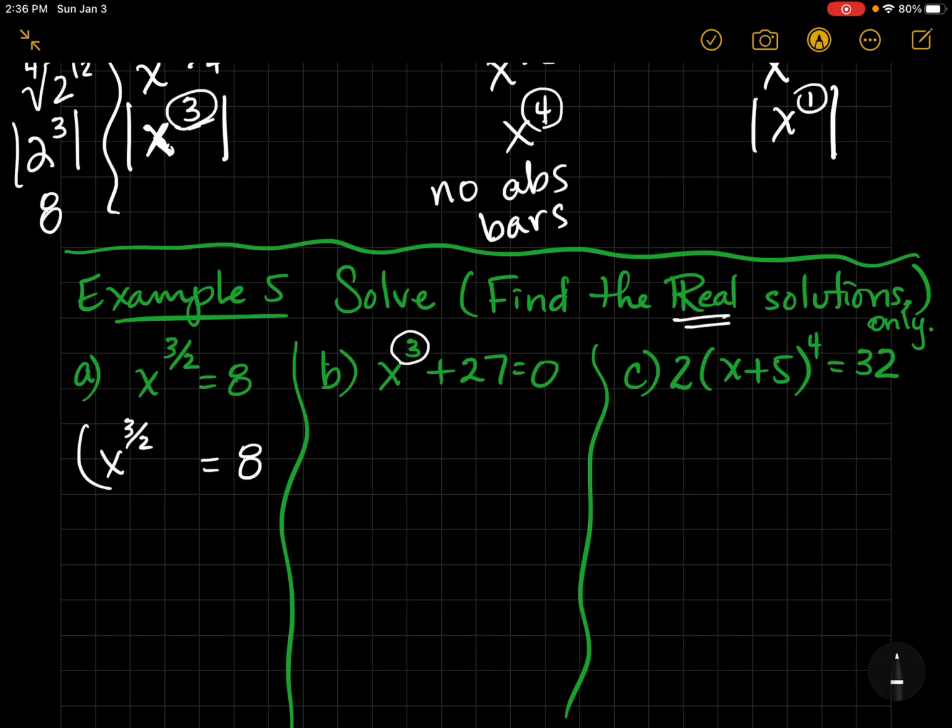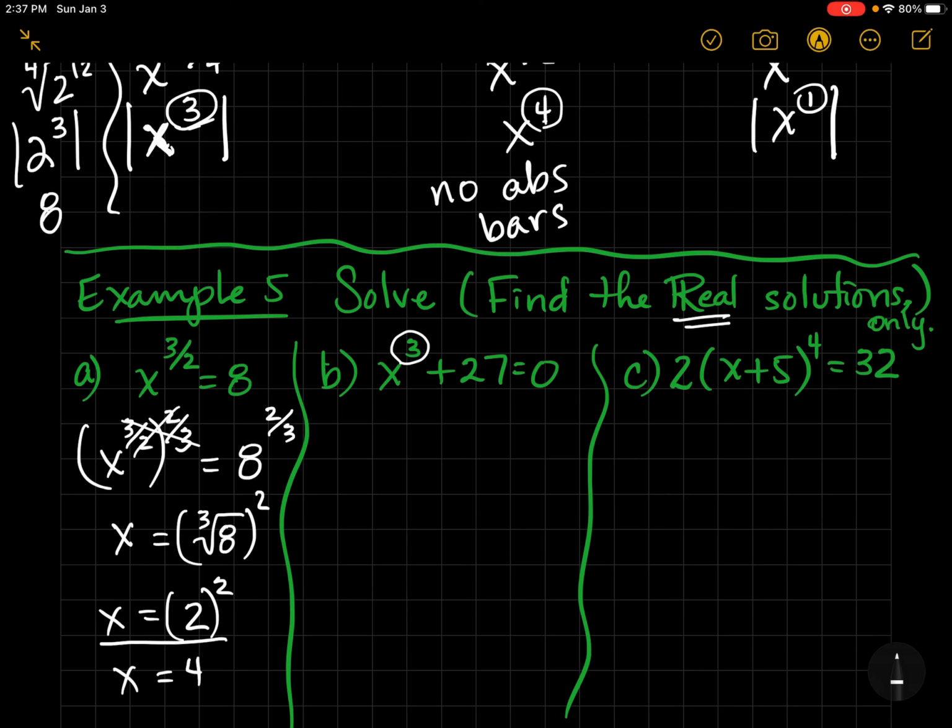So what I'm going to do is multiply by the reciprocal. So 2/3, but whatever you do to one side, you do to the other. So notice that cancels all out, and I just get x. And now I'm looking for the cube root of 8 squared. So that would be cube root of 8, 2 times 2 times 2. And 2 squared is 4. So 4 is my final answer.